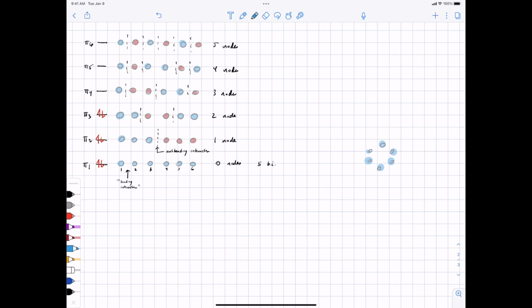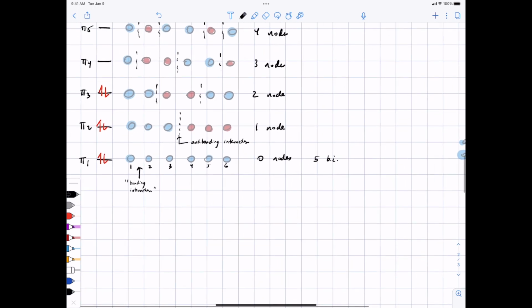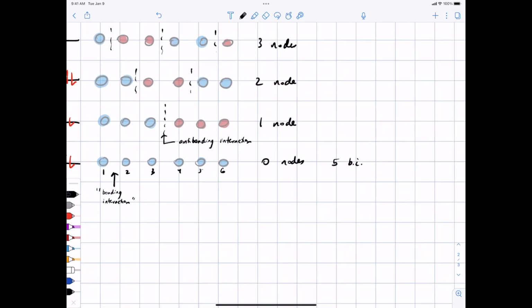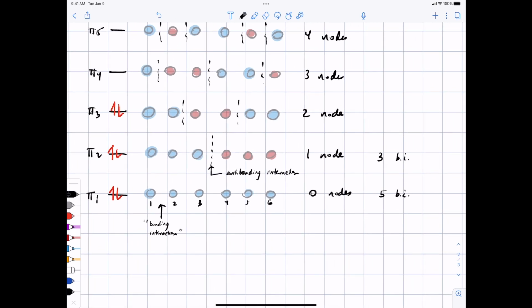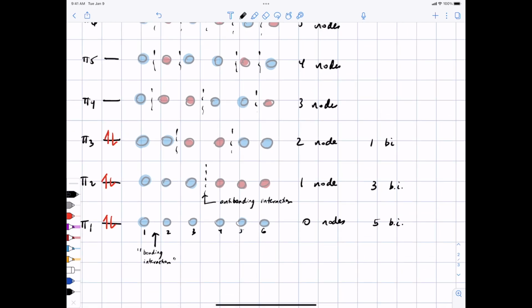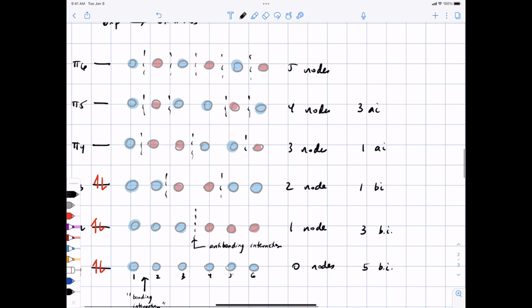Yeah. So we don't need to actually belabor the point too much. This pi 2 molecular orbital has 1, 2, 3, 4 bonding interactions and 1 anti-bonding interaction. Anti-bonding interactions offset bonding interactions, so we're going to call that 3 net bonding interactions. The pi 3 molecular orbital has 3 bonding interactions and 2 anti-bonding interactions, so 1 net bonding interaction, and so on. We can see 1 net anti-bonding interaction here, 3 net anti-bonding interactions here, and then 5 anti-bonding interactions here.